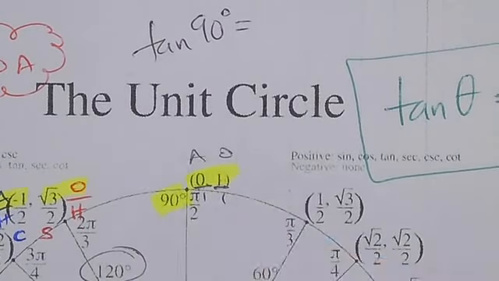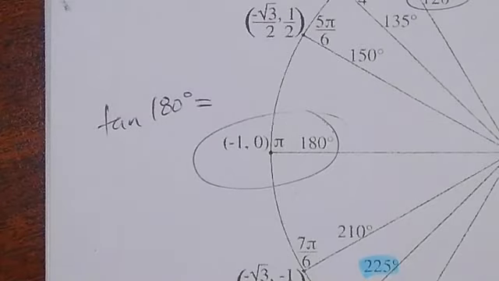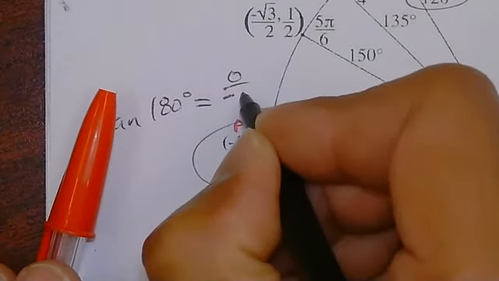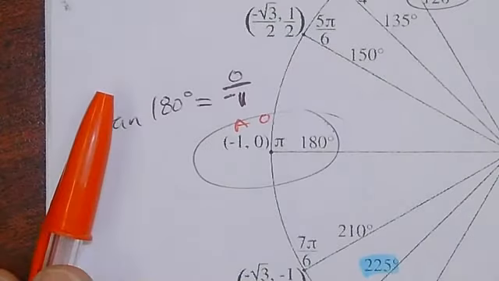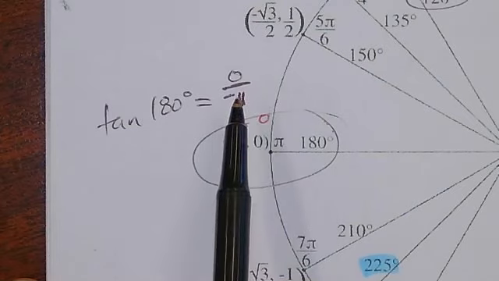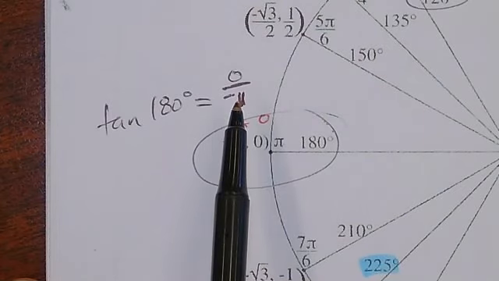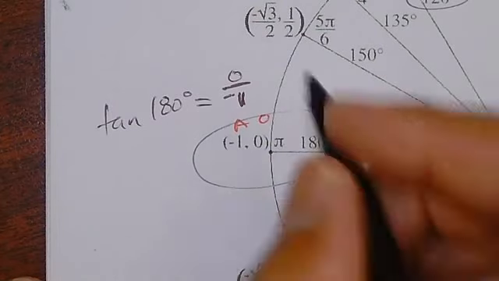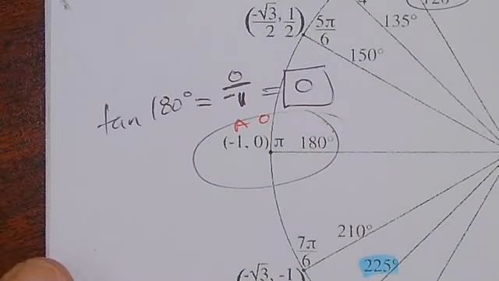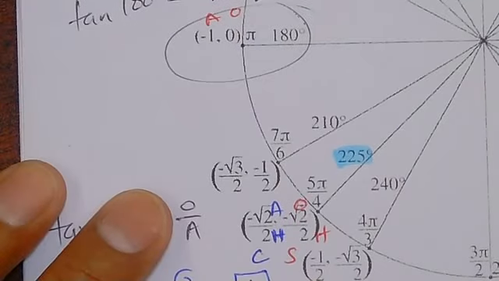How about over here? What about tangent of 180 right here? Opposite over adjacent. That would be 0 over negative 1. What would that be? When the 0 is in the numerator, when the 0 is on top, that's when your answer is 0. Okay, we're good? Okay, now the last one.